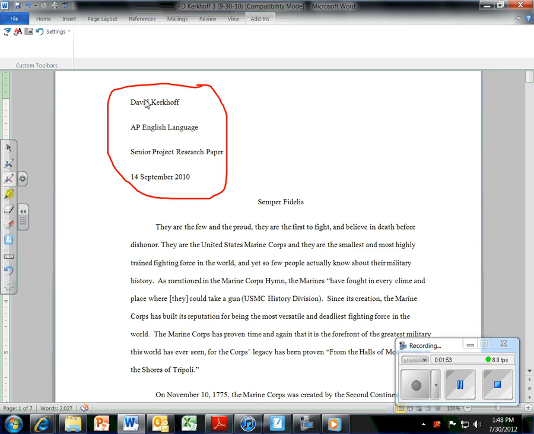So heading only goes on page 1. It is 4 lines. It's easy to format, but it's vital that you know that this is the heading. The header, wow, I can't even write with this. Okay, that is the heading.